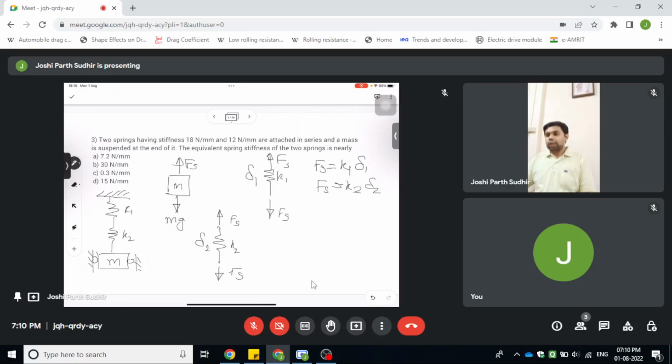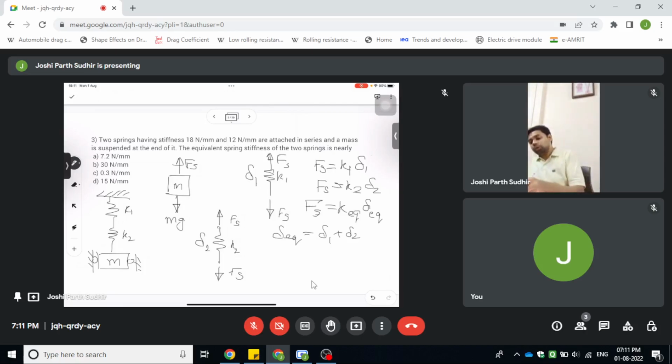So if we replace these two springs by an equivalent spring, it will also transmit the same force Fs, and let us say it has a stiffness K equivalent, Keq, and its deflection is delta Eq. Now, since the springs are in series, the total deflection of both the springs K1 and K2 combined together will be the deflection of the equivalent spring. So then delta Eq can be written as delta 1 plus delta 2.